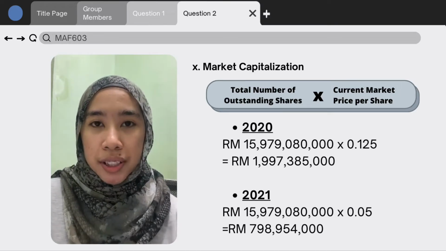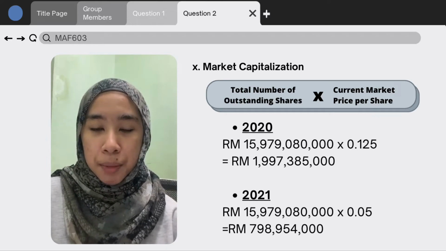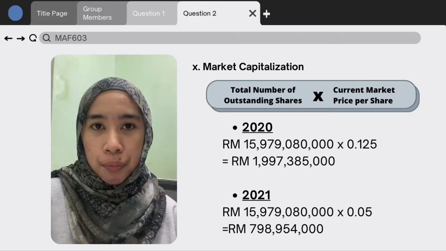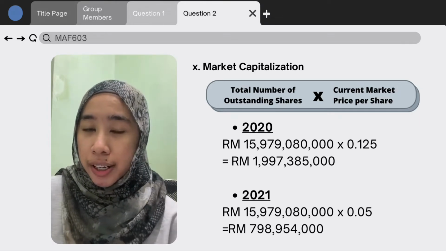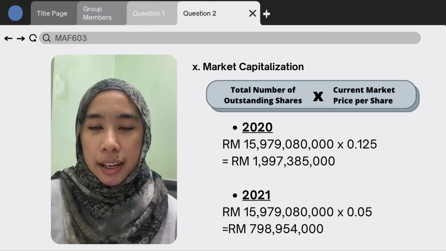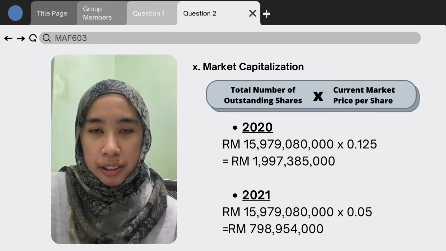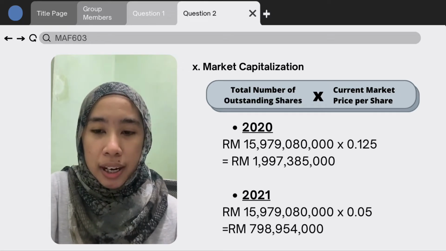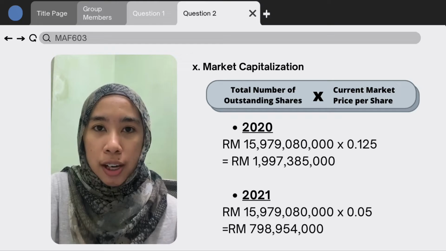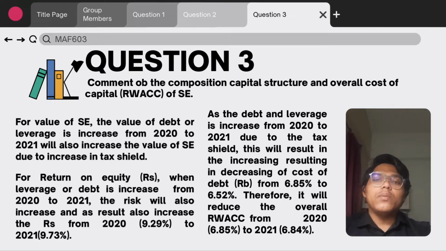So for 2020, the market capitalization is 1,997,385,000. However, for 2021, the market capitalization is 798,954,000. As we can see, there is a decrease in market capitalization of 1,198,431,000. The third question is to comment on the composition of capital structure and the overall cost of capital, which is RWACC, of Sapura Energy Berhad.